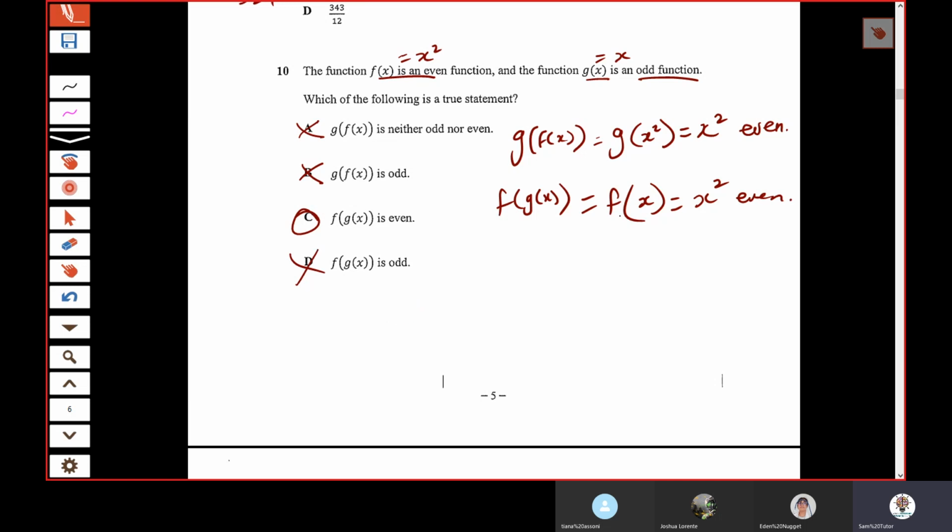I mean, you can check with anything. If I chose g to be x cubed, and if I had done f of x cubed, that would be x cubed squared, which is 3 times 2, x to the 6, even.